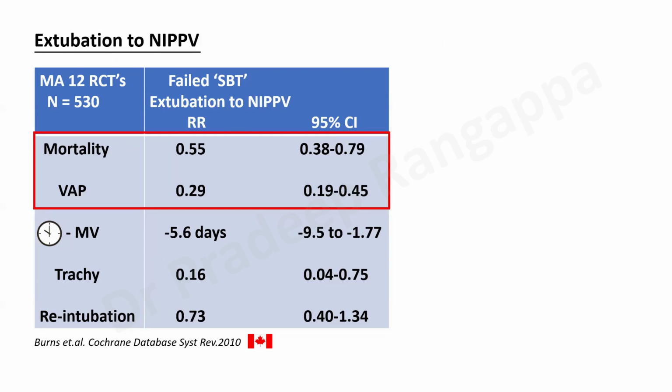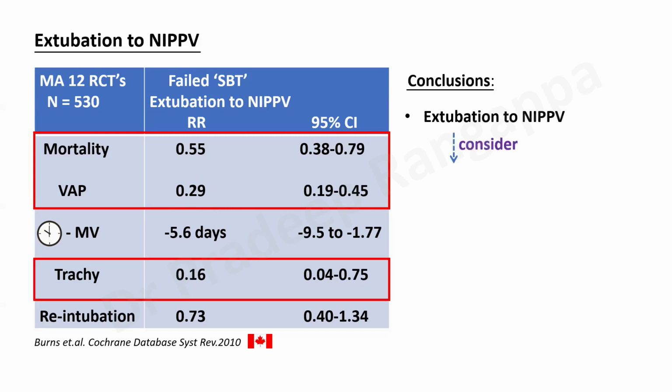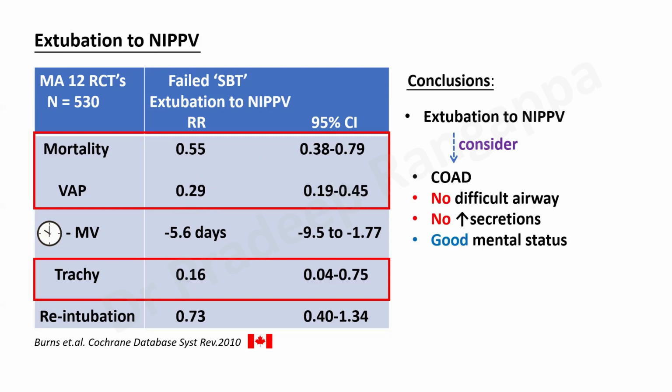They have shown that in failed SBT, with extubation to NIV, mortality could be reduced and the risk of VAP was reduced, but for duration of mechanical ventilation, tracheostomy, and reintubation, there was no statistical significance. They did show reduction of VAP and mortality. The conclusion they made is extubation to NIV could be considered, especially in patients with COPD, because COPD patients may not necessarily fulfill all the criteria, and sometimes they do appear tachypneic.